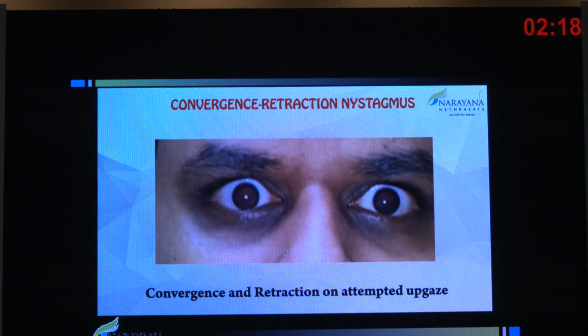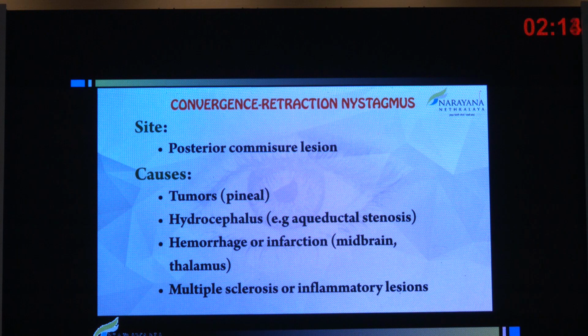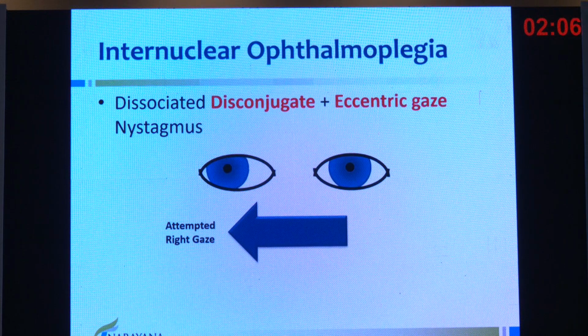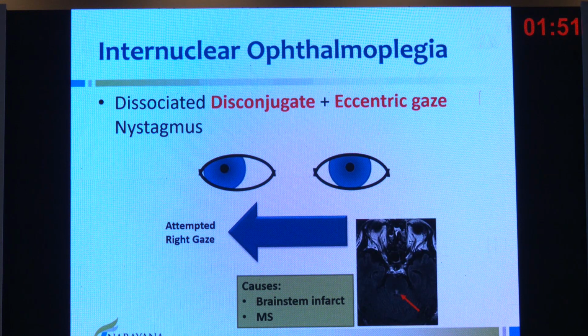See, you can see the eyes are retracting when we make him attempt to look up, because he cannot look up. Sylvian aqueduct or posterior commissure lesion, and these are the various causes of a convergence retraction nystagmus. And finally, the internuclear ophthalmoplegia. This is a disconjugate nystagmus with an eccentric gaze nystagmus, where you see that the left eye is not adducting, but the right eye has an abduction nystagmus, and the causes being brainstem infarct or MS. And this is what you can see in a patient who had it.